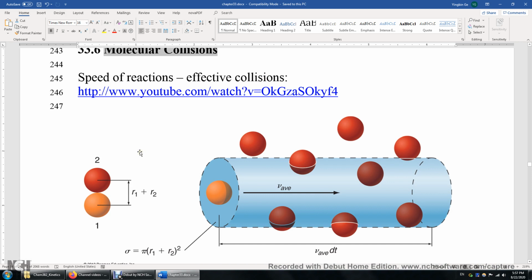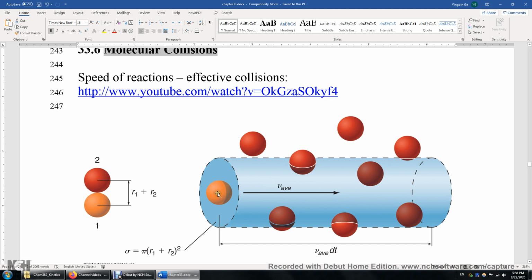Let's say we have two types of particles, 1 and 2. This one has a radius of r1. This one has a radius of r2. Now let's assume this orange sphere of type 1 is traveling at the average speed, v average. And then near the path of the traveling of this orange sphere, we have a total of 8 red spheres. How many of these 8 red spheres will collide with this orange?